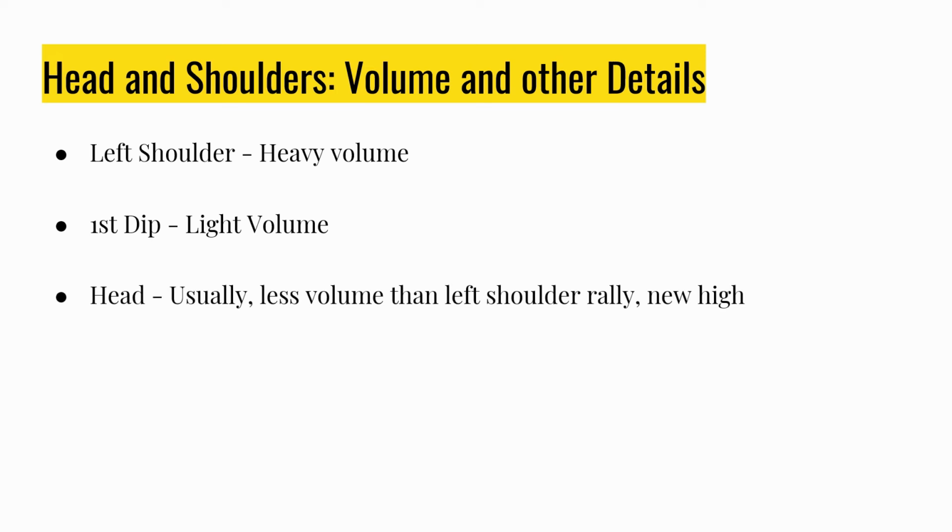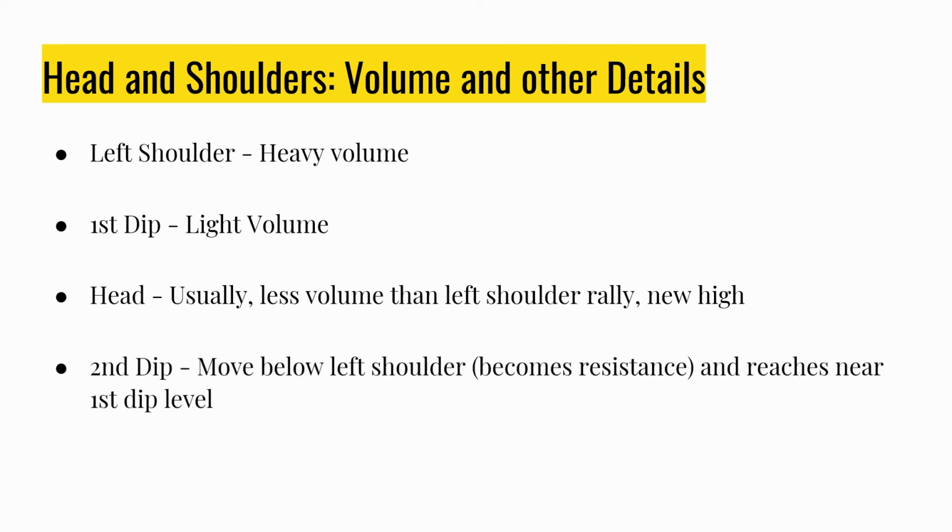The head usually has less volume than the left shoulder, and this is when the stock makes new highs. The second dip usually moves below the peak of the left shoulder, which now becomes a horizontal resistance level. It then reaches near the first dip.